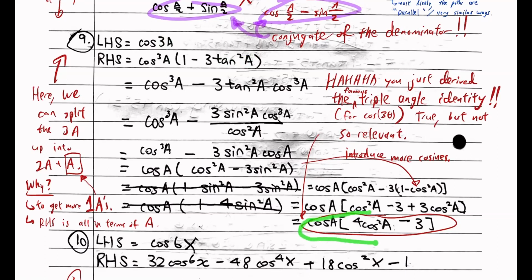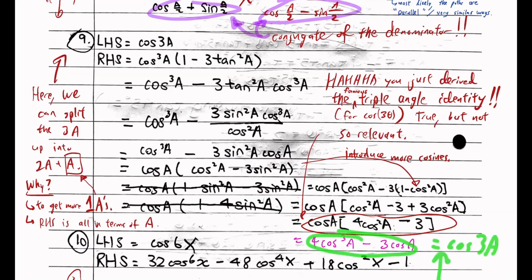Okay, now that you have boiled it down to this, which is purely in terms of cosine, it's very promising. You started from the right hand side, right? Let me just rewrite it in the standard format of 4 cos cube A minus 3 cosine A. Now this is a very famous identity. It is actually just equal to cosine 3A.